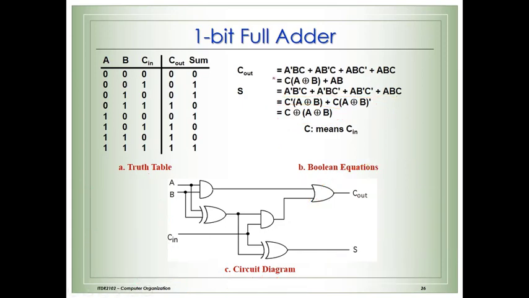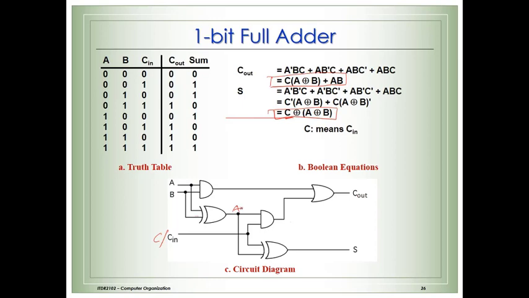So once we get the simplified Boolean equation for sum and carry, then we can design the circuit. So we have three inputs A, B, C or C in, correct? So how to get sum? We have to perform C exclusive OR (A exclusive OR B), right? So here first we are performing A exclusive OR B.